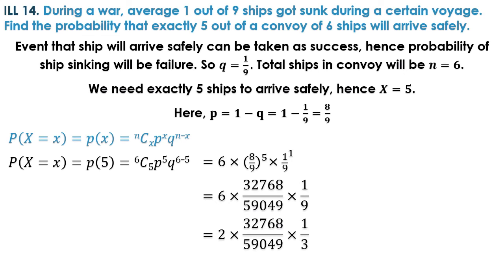And when you simplify these values you get something like this, 0.37. So that's your probability that 5 ships out of a convoy of 6 ships will arrive safely. That is 0.37.